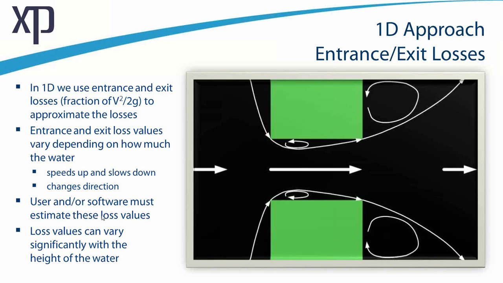Some users like to force these values, but effectively, the bigger the change in velocity through this structure, so if you go from very still water to fast flowing water through a structure to very still water, you'll get greater energy losses than you will if the velocity is maintained to some extent. The other challenge is that these losses can vary significantly with the height of the water as the flow conditions change. So 1D is very much an approximation to the energy loss through a structure, and as modelers we have to be very aware of that.